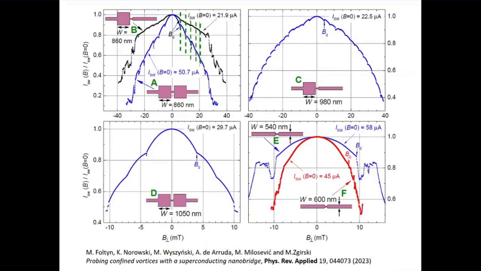Okay, here you can see that I have boxes of different sizes. The width of the box is given in each panel, and also the double or single boxes. And for each of them, depending on the width, I can see that the entry of the first vortex is at a value which is inversely proportional to the width of the box. So the wider the box, the smaller the value of the magnetic field at which the first vortex enters.